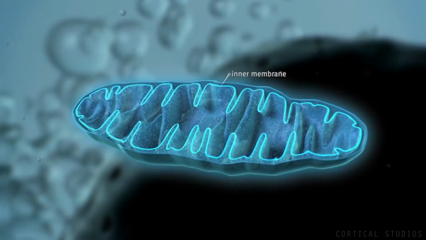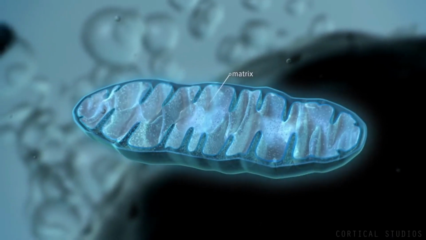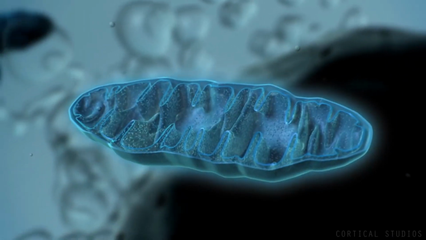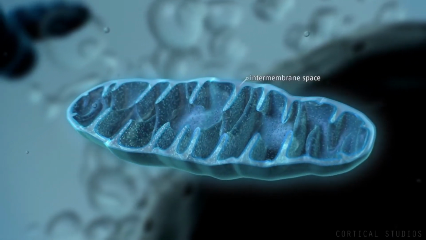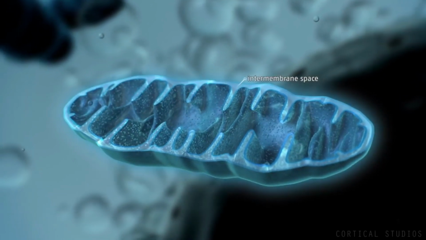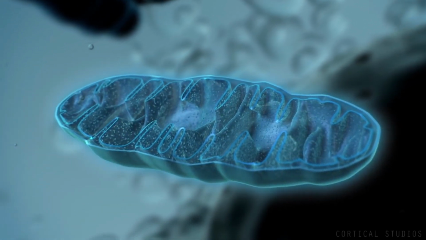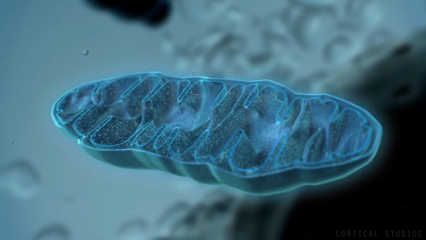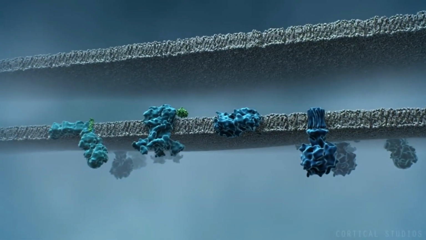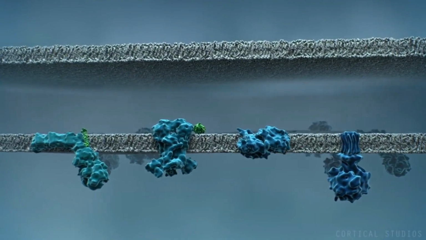So the mitochondria has a double membranous structure. It has two membranes, the outer membrane separating the cytosol and the inner membrane that surrounds the matrix. Between these two membranes, it has an intermembrane space where the ATP is generated. The generation of ATP, the process is called oxidative phosphorylation.